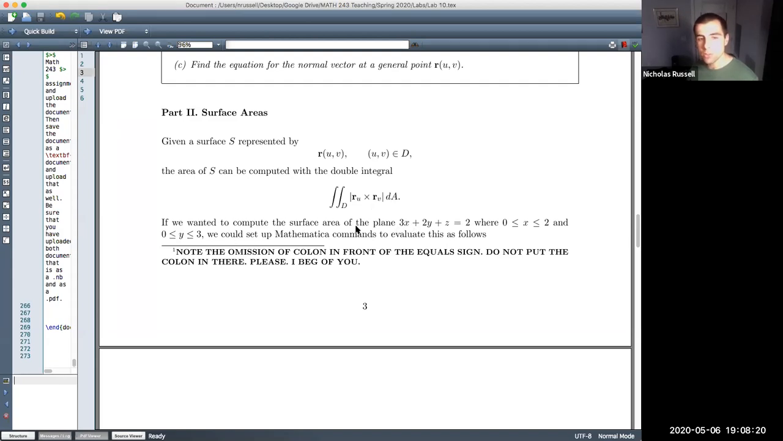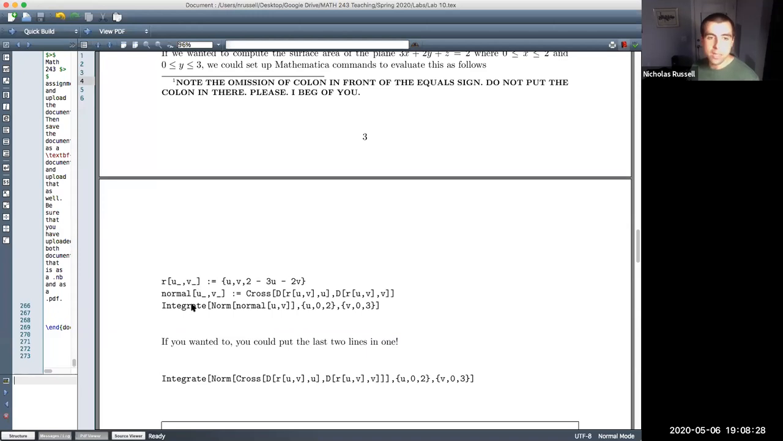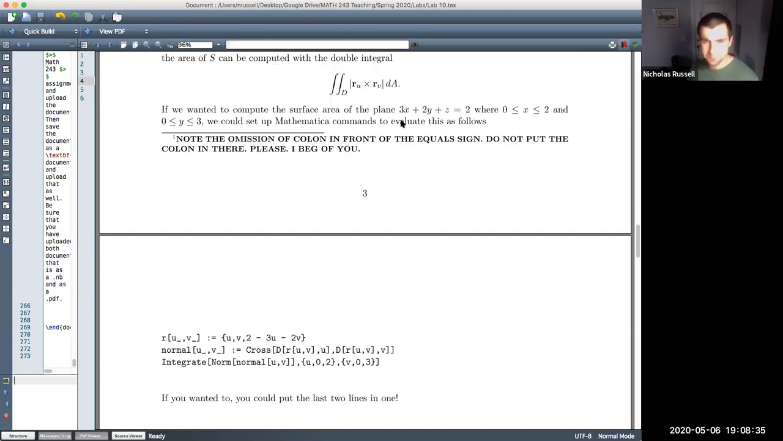So if I have some surface here of 3x plus 2y plus z equals 2, where x is between 0 and 2 and y is between 0 and 3, we can set up some evaluation like this here, where I let R be my parameterization. I can let this be x and y. Walking through that, if I have something of the form z is equal to a function of x and y, I can let the functions just be x comma y comma that function itself. So we set up our parameterization here.